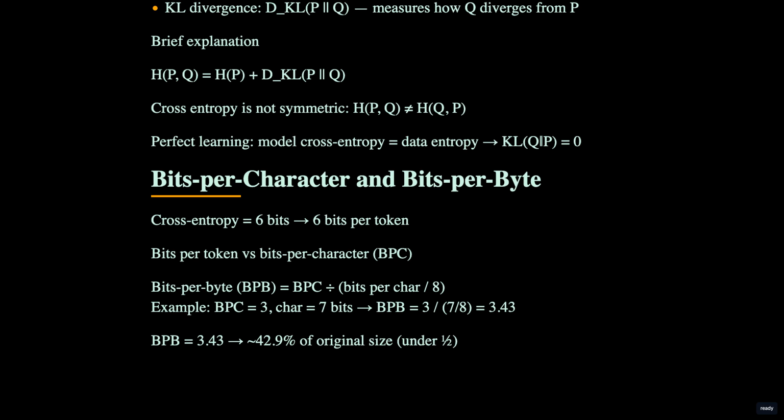Bits per byte, BPB, is a cross-entropy measure that predicts how well a language model can compress text. With BPB equals 3.43, the model uses 3.43 bits on average to represent each original 8-bit byte, so the text could be compressed to about 3.43/8, which is almost equal to 42.9% of its original size, i.e., less than half. Remember, this is an information theoretic limit. Real compressors may achieve different results in practice.